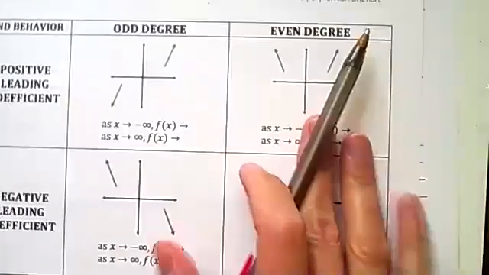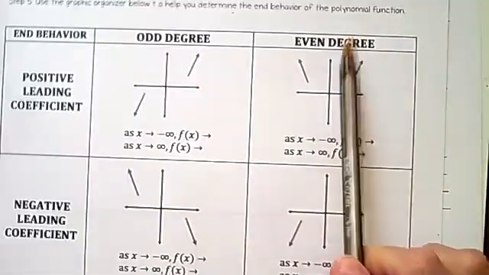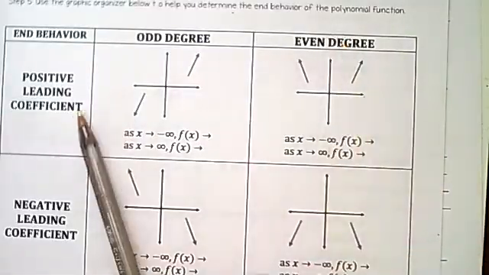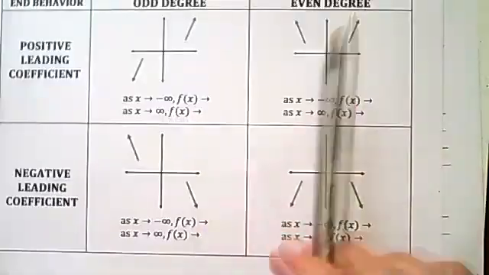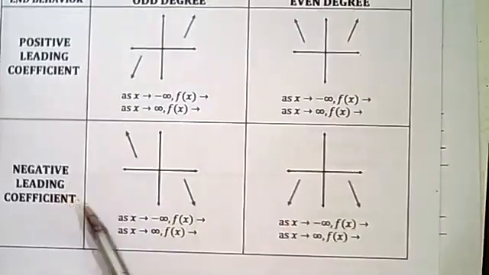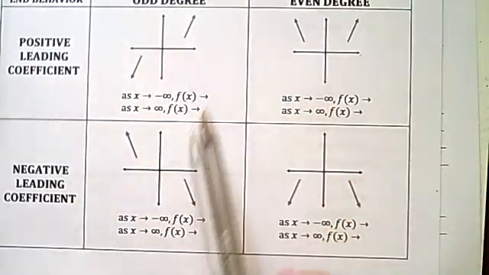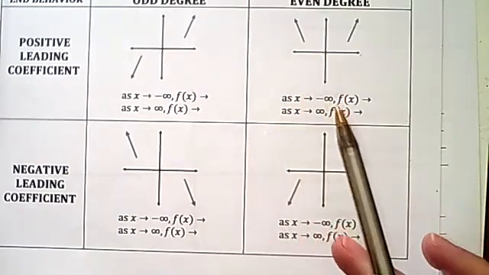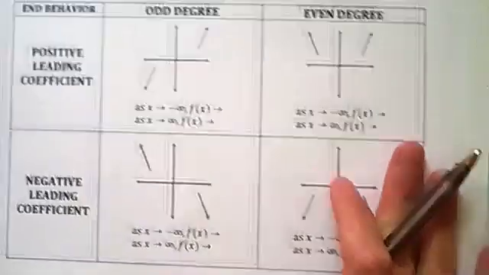Even degree functions either both go up or both go down. If it's an even degree, like 2, 4, 6, or 8, with a positive leading coefficient, they both point up. If it's an even degree with a negative leading coefficient, they both go down. In time, you'll probably end up memorizing this just because you'll use it so much, but I'll always let you use this chart.